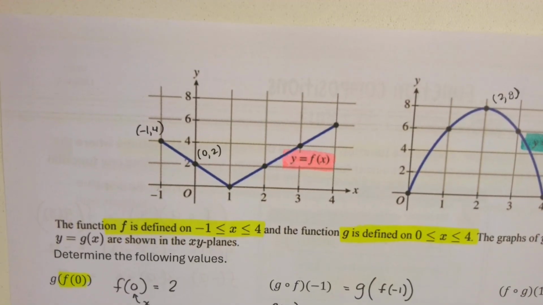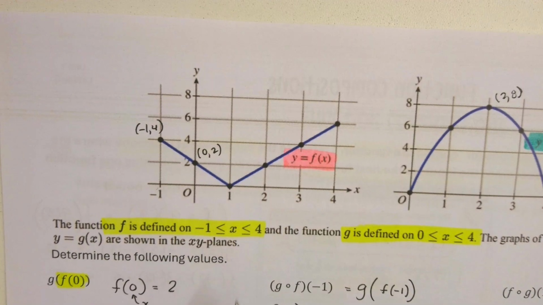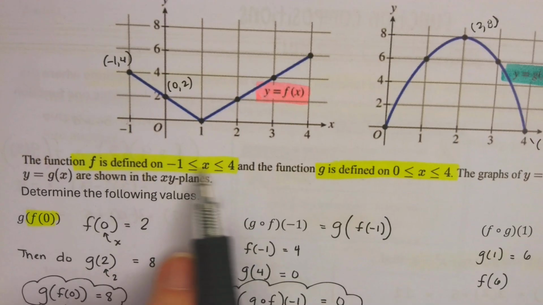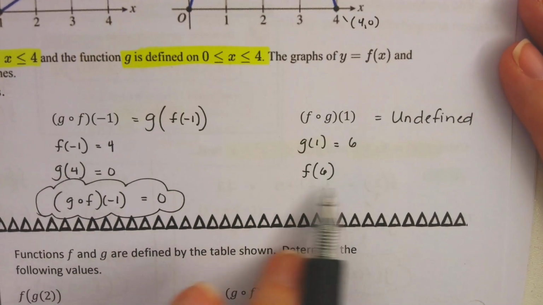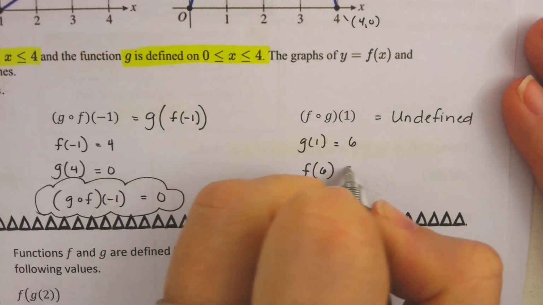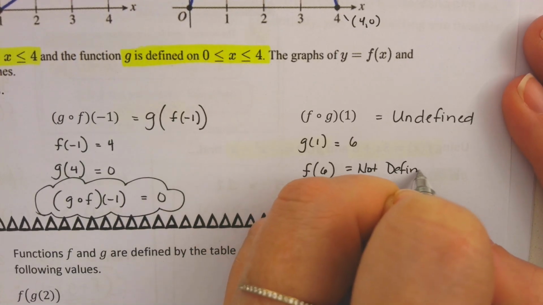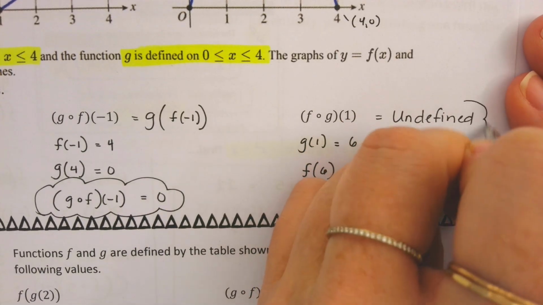Do we have an F of 6? According to the directions, are we allowed to continue it on? No, because it says it's only defined on -1 to 4. So if this is not defined, you would just say not defined. You could say not in the domain. That also works too. In a, none. Any of those will work. F of 6 was not defined. Which you get every now and then, you get one that doesn't have an answer.